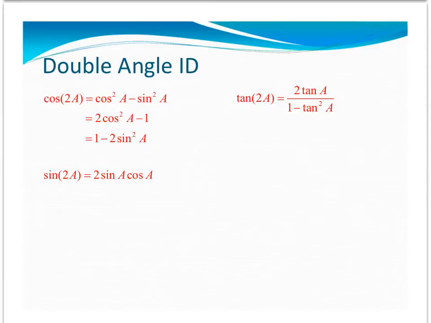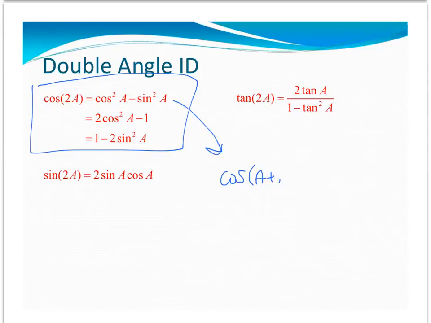These are our double angle identities. Cosine has 3 formats of this formula, and the way that we derived them, if you recall, was we started with cosine of a plus a, and we worked out the first formula. And then once we had the first formula, we just did a substitution using the Pythagorean identity. So if you forget those, that's how you can derive those. Same thing is true for sine and tangent double angle.